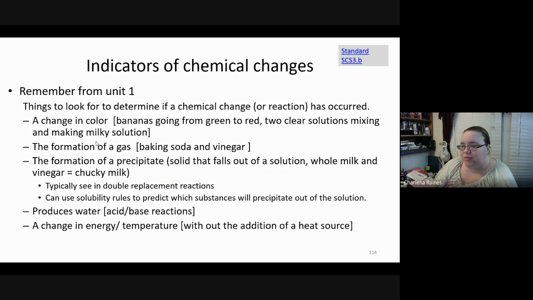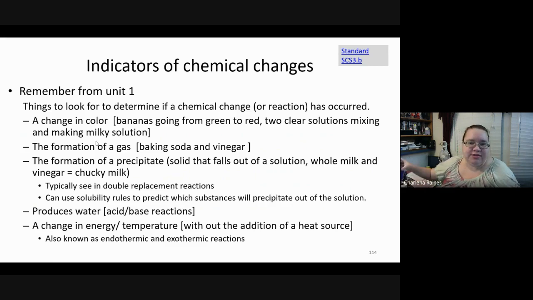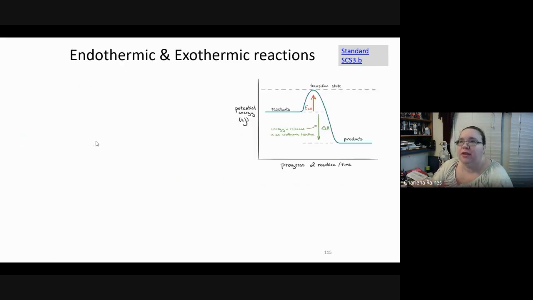So we've seen this terminology before. We know endothermic reactions or endothermic processes are things that absorb energy, and we know that exothermic processes are things that release energy. But in terms of what it looks like with a chemical reaction, we can actually see it in terms of a plot of the energy versus time.